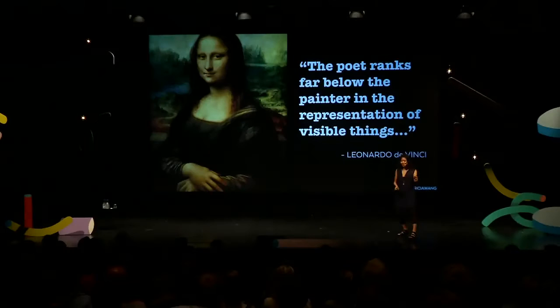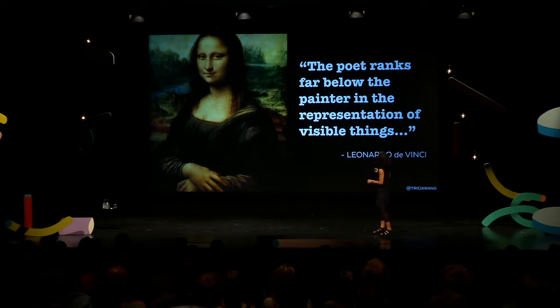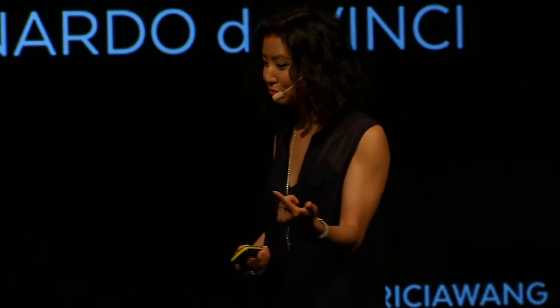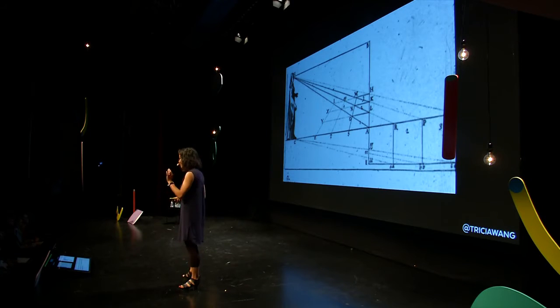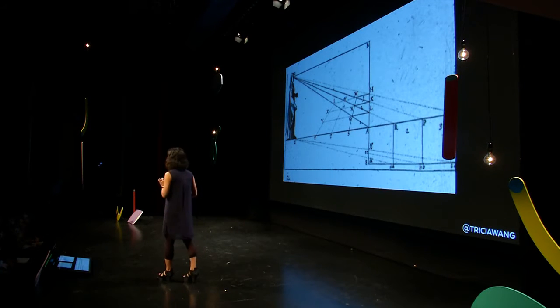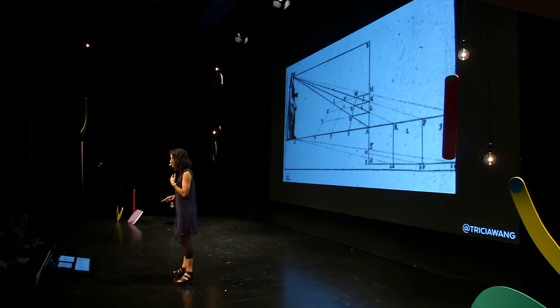And other painters agreed. Leonardo da Vinci contended that the poet ranks far below the painter in the representation of visible things. So the value of an artist in Renaissance society was based on how much they could represent reality as the eyes perceived. And so several things happened around the Renaissance with optics and math and art that resulted in a couple of key inventions that gave us the tools to represent the world in ways that we have considered to have a higher fidelity.